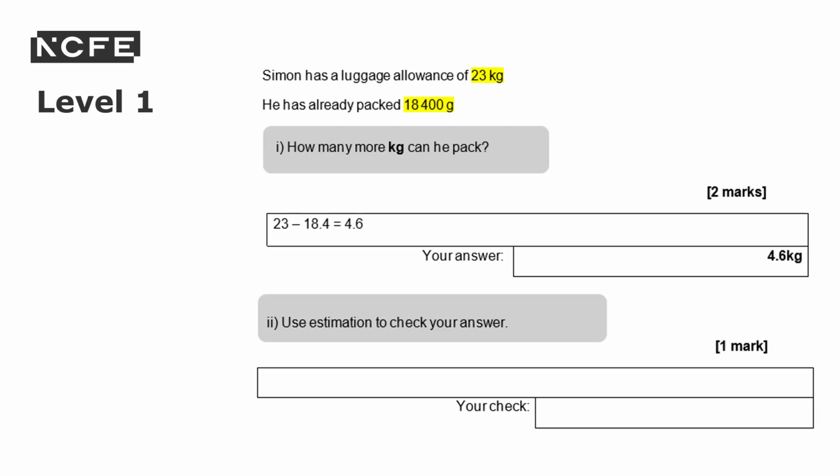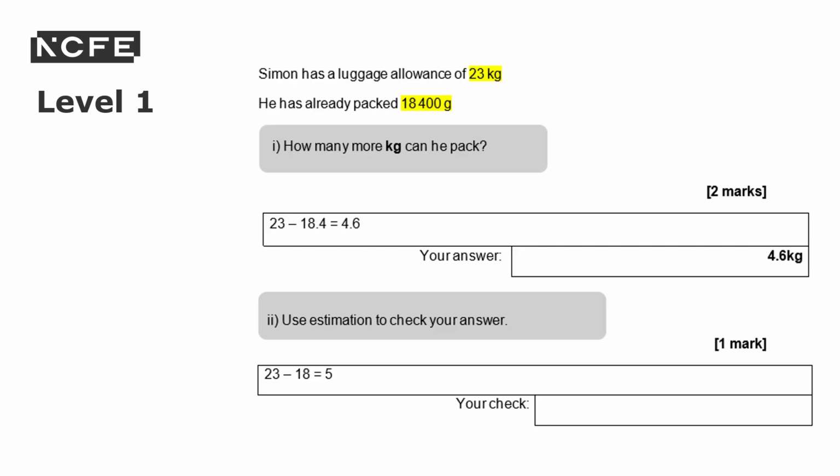And then we have that check question. Use estimation to check your answer. And our learner has done the 23 take away 18. So they've rounded the 18.4 to 18, and they have done that calculation and they've shown the answer. So it's really important. If that learner had put just 23 take away 18 and not put the equals 5, they would not get that mark.